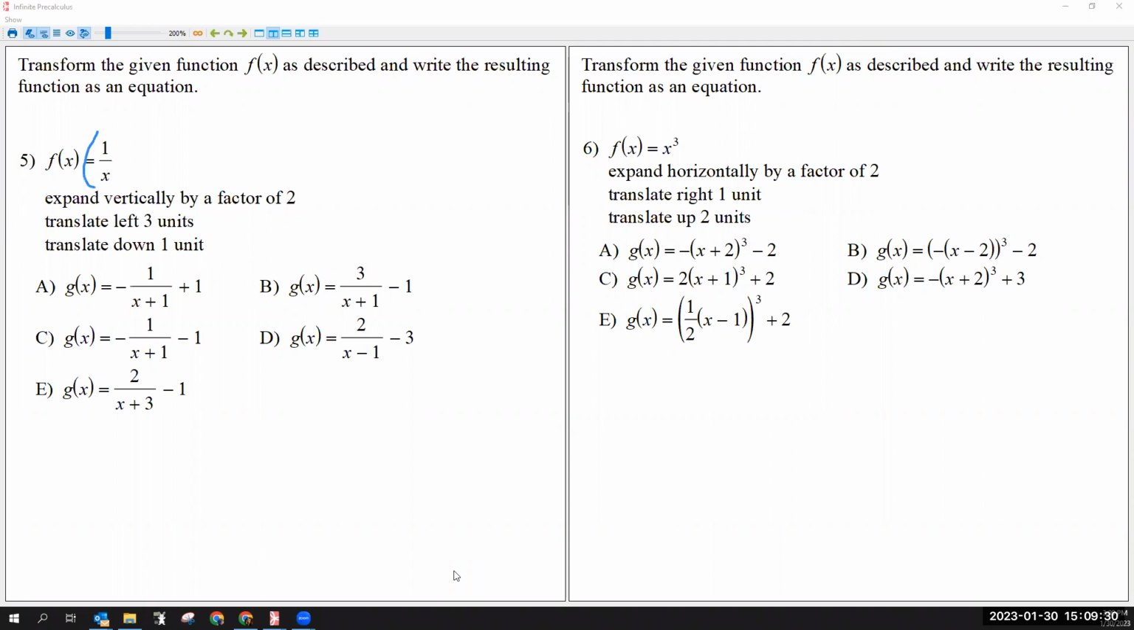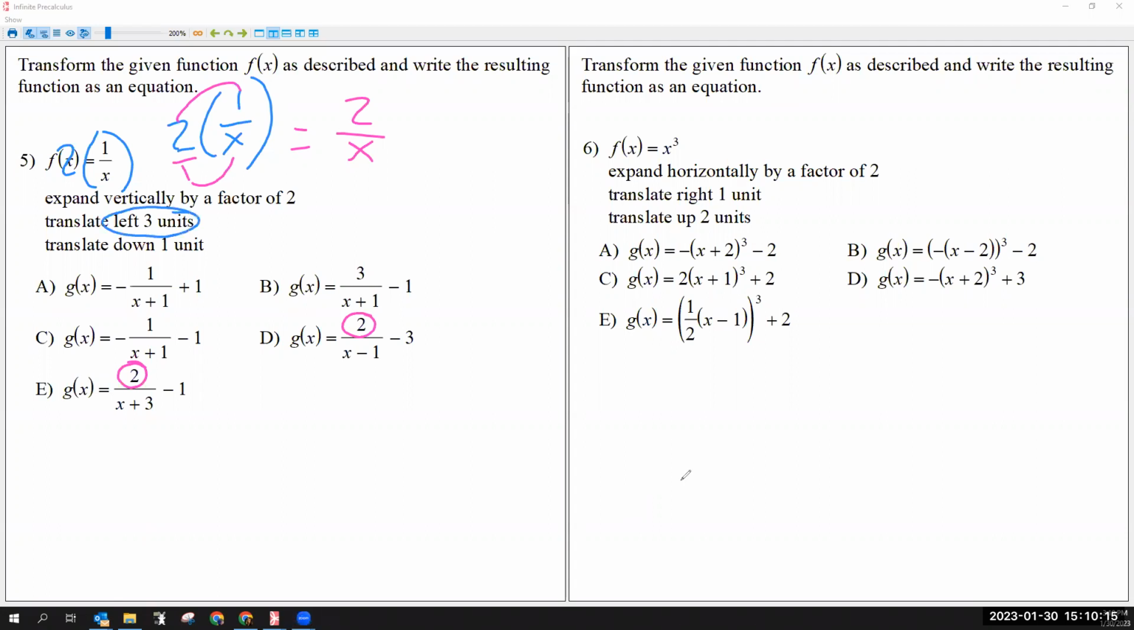Expand vertically means I'd multiply the outside by 2. But when I multiply a fraction by a whole number, what I'm really multiplying is 2 over 1. And so that means 1 times x is x, 2 times 1 is 2. So multiplying the outside by 2 is the same as just multiplying the top by 2. So whenever we expand a rational function vertically, we'll see the number usually on top of the fraction as opposed to out front of the fraction. Okay, so that means it's got to be either E or D.